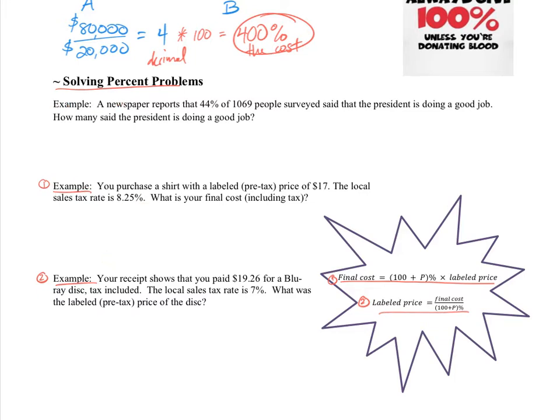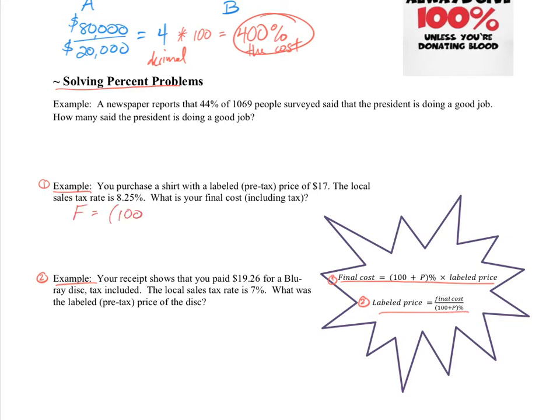You purchase a shirt with a labeled pre-tax price of $17. The local sales tax is 8.25%. That is true in the Houston area. What is your final cost including tax? So all we're going to do is set up our equation here. I'm just going to call it F for final cost.